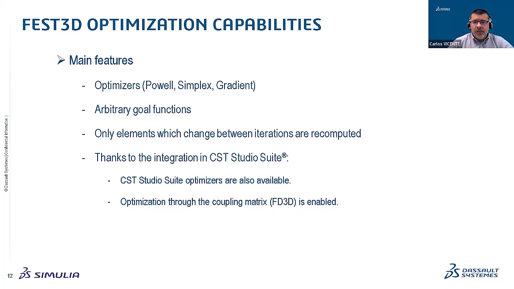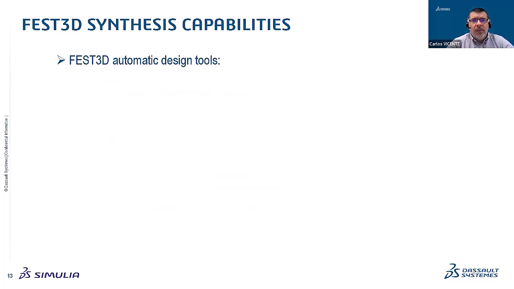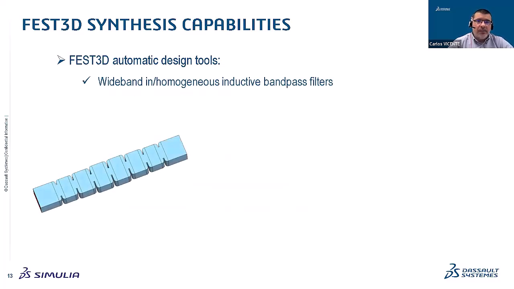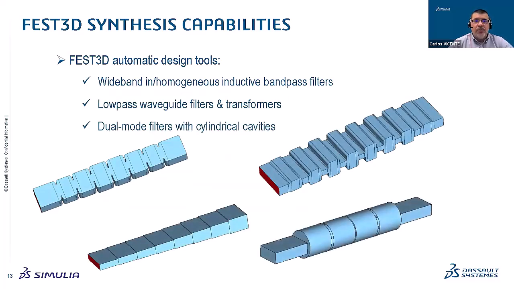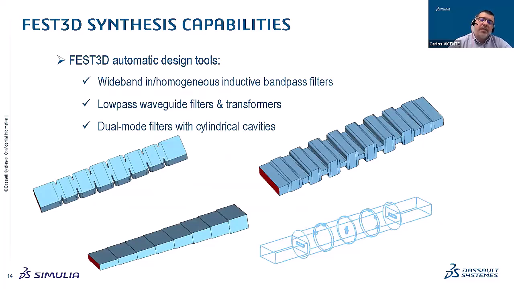Okay. So apart from optimization, we also have synthesis capabilities. So we are able to synthesize a number of different filters. For instance, wideband inductive bandpass filters like the one shown here, low-pass waveguide filters and transformers, and also dual mode filters with cylindrical cavities. Okay, so the idea here is that we have an automatic procedure or workflow to go from specs to the final design.